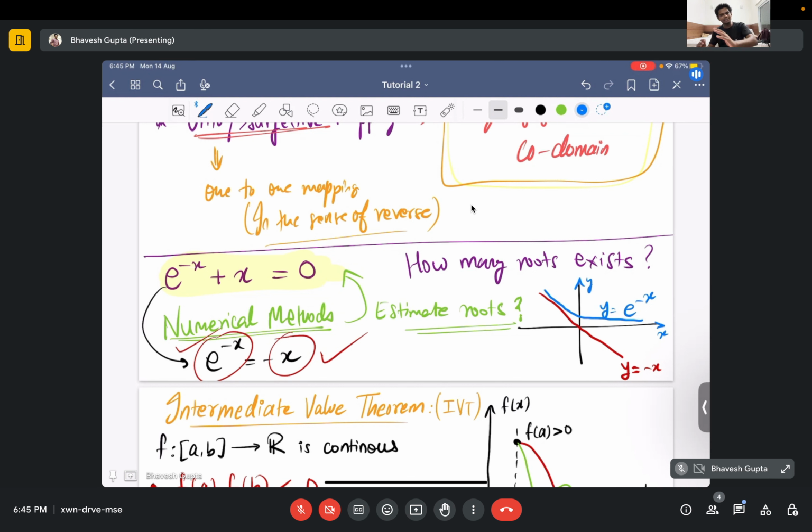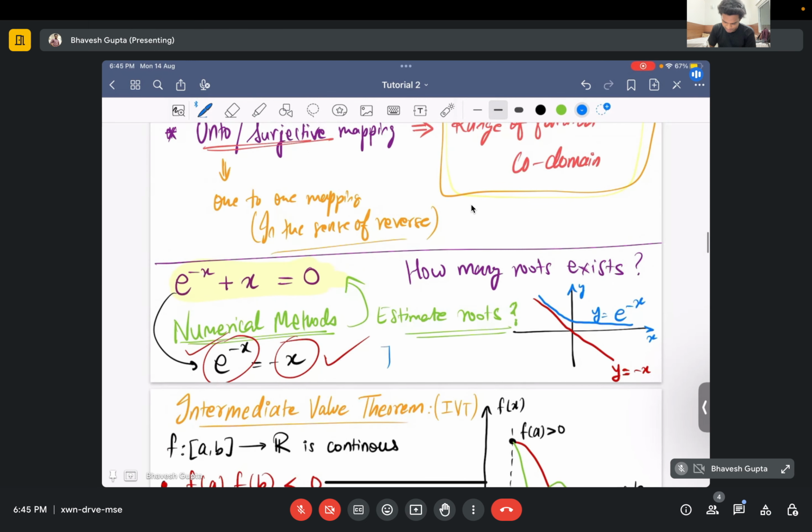Okay. So what do we see that? But they never touch, right? They never touch exactly. They never intersect. So we don't have any roots over here. That's the idea. So roots don't exist in this case.